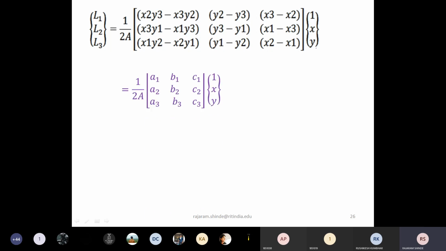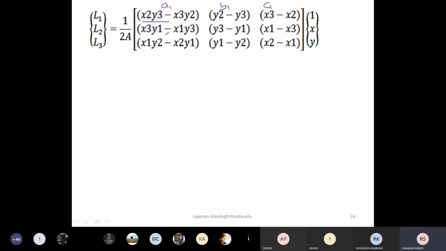Now what is this? You see here, this is your first term, A1, because it is xj yk minus xk yj. This is your yj minus yk. This is your xk minus xj. Same thing here, it is xk yi minus xi yk. This is your Ai. This is your Bi, or we can write it as B1, and this is your C1.